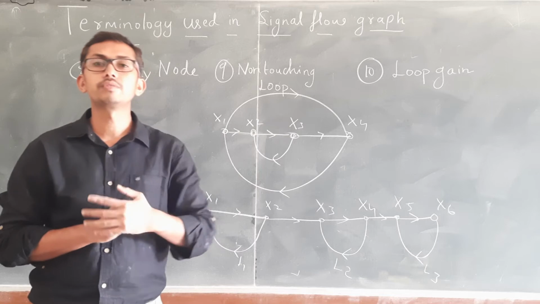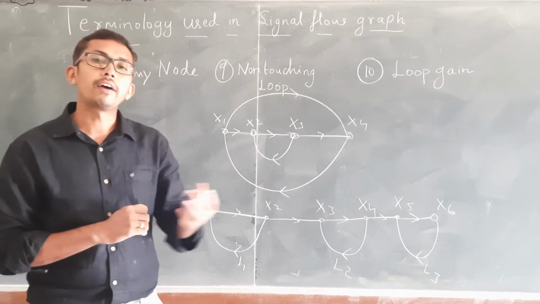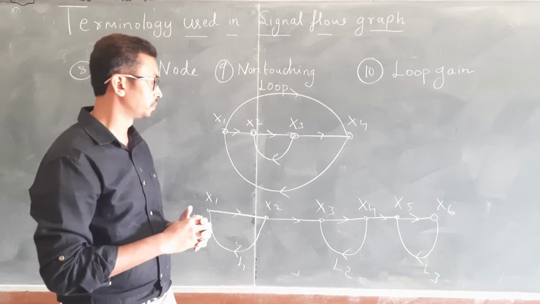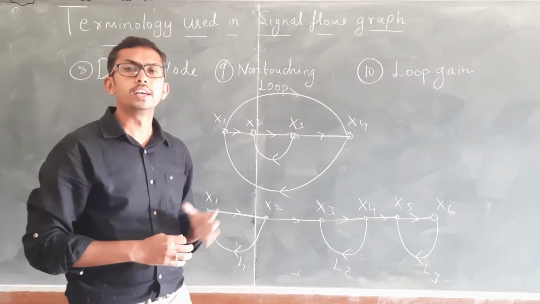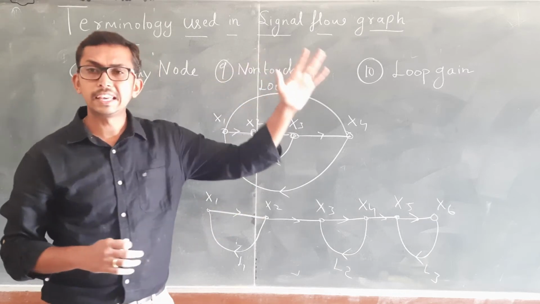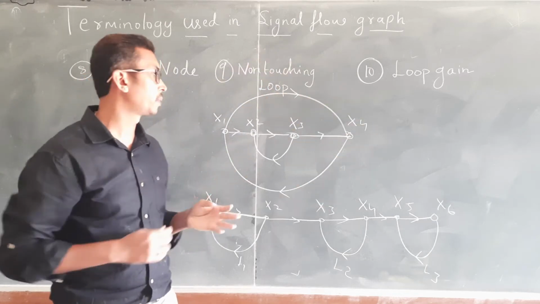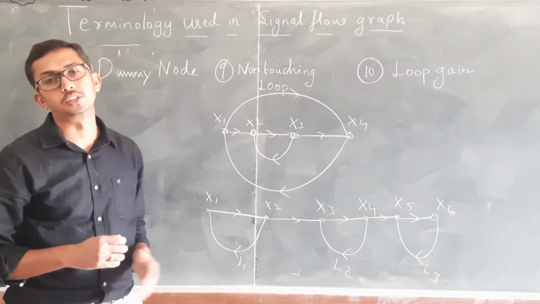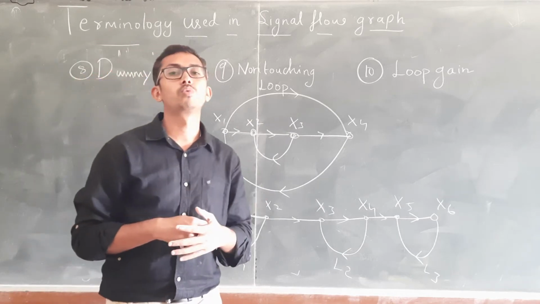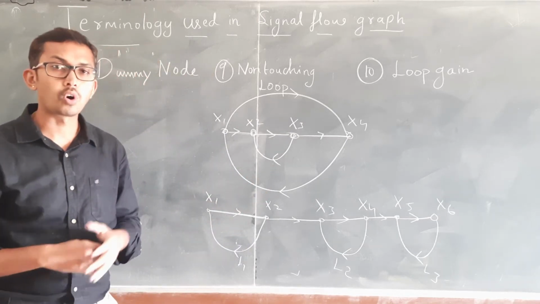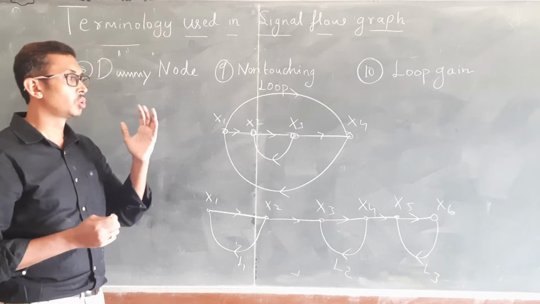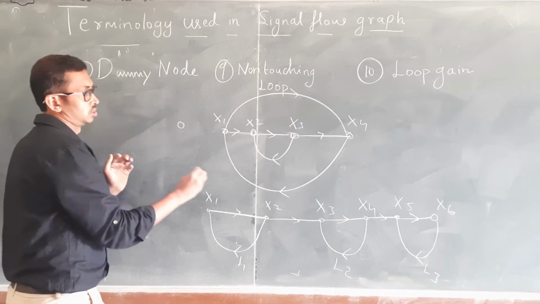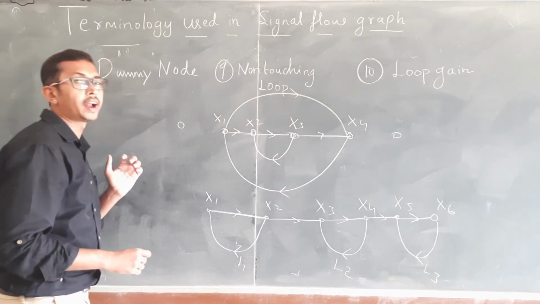In the same way, x4 is not considered a sink node. What is the definition of sink node? The node which is having only incoming branches, then only it is called a sink node. But here x4 is having both incoming as well as outgoing branches. It is having two incoming branches and one outgoing branch. Hence, that is also not a sink node, it is a chain node. So in such cases, we are going to add some dummy nodes.